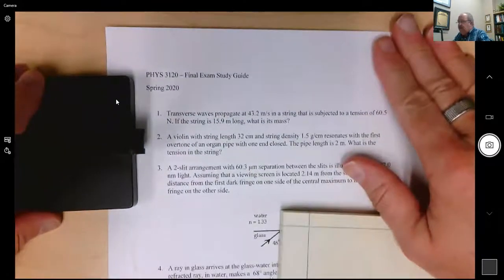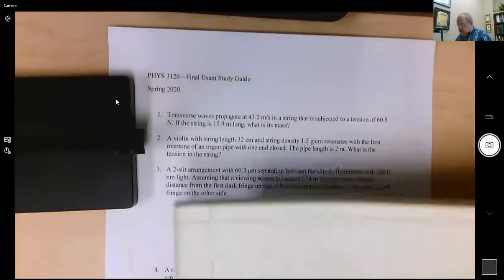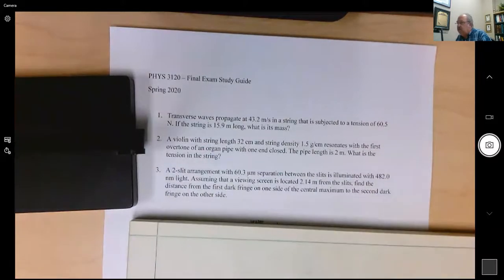The second problem is a violin with a string length of 32 centimeters and a string density of 1.5 grams per centimeter, which resonates with the first overtone of an organ pipe with one end closed. The pipe length is 2 meters. So this is our first overtone. The tension in the string is going to be equal to what?